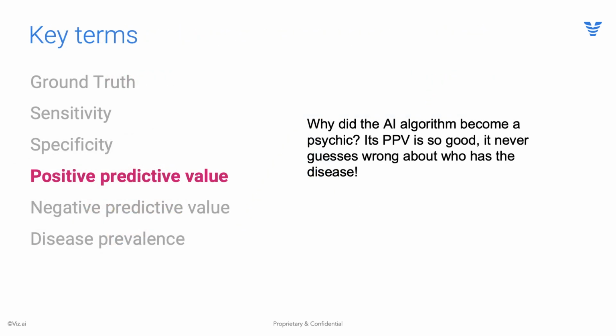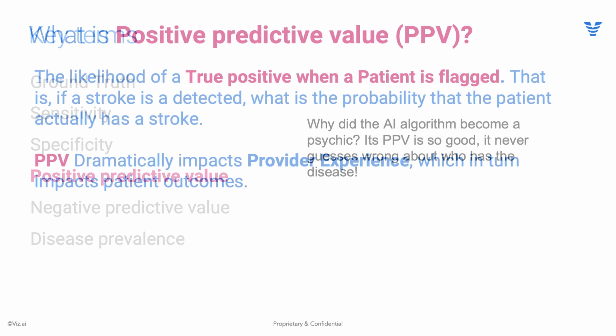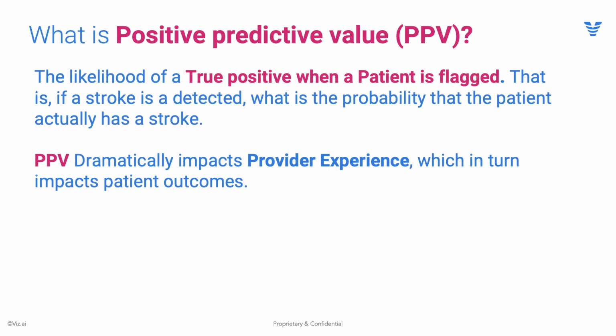Positive predictive value is our next topic. I think this is a metric that is frequently misunderstood, as well as the impact of things like prevalence on PPV, which we'll talk about in a moment. But what the heck is positive predictive value? It's the likelihood of a true positive when we flag a patient with an alert. What is the likelihood that the alert the user received is actually a true positive versus a false positive? What percentage of the alerts they receive are true positives? What is the probability that the patient actually has a stroke?